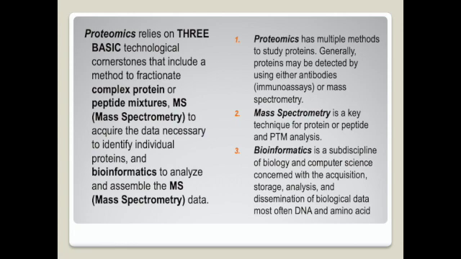Number 1. Proteomics has multiple methods to study proteins. Generally, proteins may be detected by using their antibodies, immunoassays, or mass spectrometry. Number 2. Mass spectrometry is a key technique for protein or peptide and PTM analysis. Number 3. Bioinformatics is a subdiscipline of biology and computer science concerned with the acquisition, storage, analysis, and dissemination of biological data.